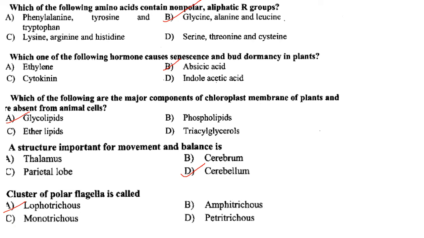A structure important for movement and balance is the cerebellum. Answer is option D. Cluster of polar flagella is called Lophotrichous. Amphitrichous bacteria have a single flagellum, one each at two opposite ends. Then peritrichous bacteria have flagella projecting in all directions. Monotrichous have only one flagellum in one direction.